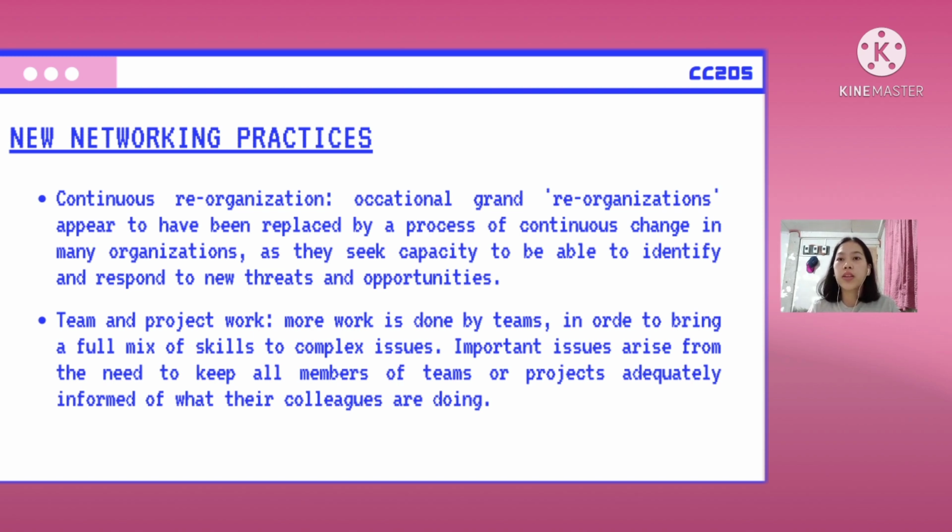Team and project work. More work is done by teams in order to bring a full mix of skills to complex issues. Important issues arise from the need to keep all members of teams or projects adequately informed of what their colleagues are doing.